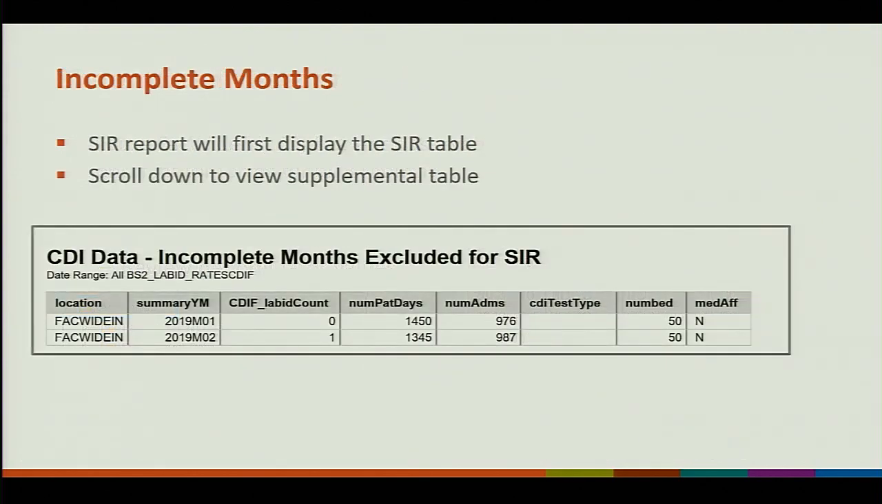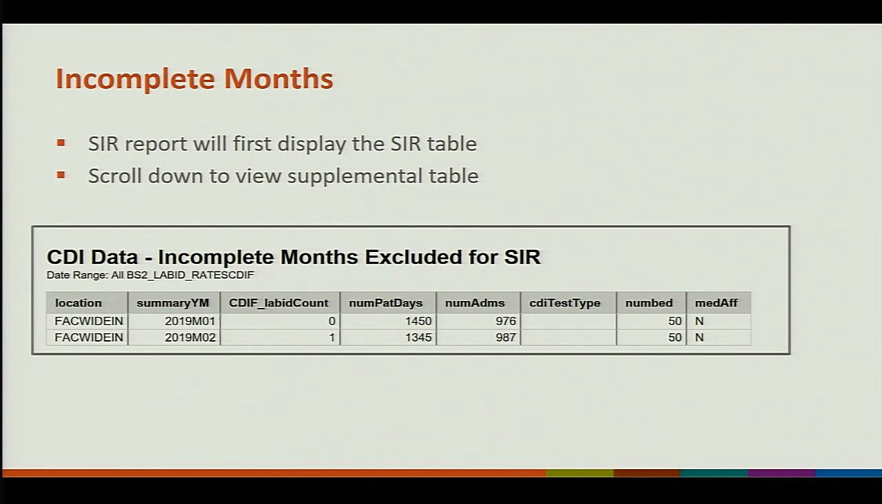Another way to review incomplete months is that you can use your SIR report for CDI events. When you view your SIR report, the very first table is just going to be the SIR data. But if you scroll down, if for whatever reason there are months that are being excluded for the SIR, you will see that at the bottom.